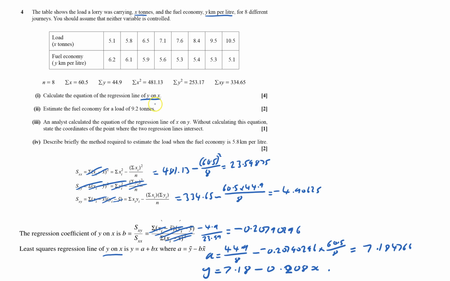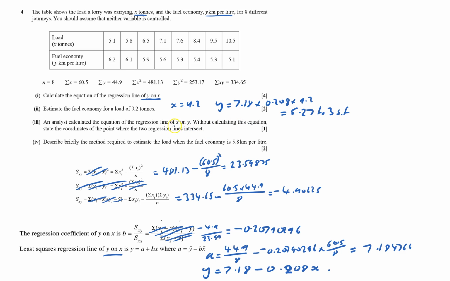Second bit, estimate the fuel economy for a load of 9.2. 9.2 does fit in here, so there's no reason why I can't just put it in there. So I'm going to put X is 9.2 into there. I'll get X equals 9.2, Y equals 7.18 minus 0.208 times 9.2, which equals 5.267929, or that to 3 significant figures. It's that bit.